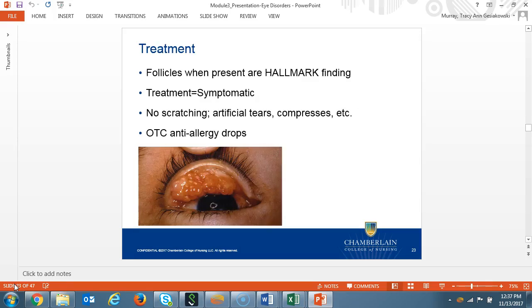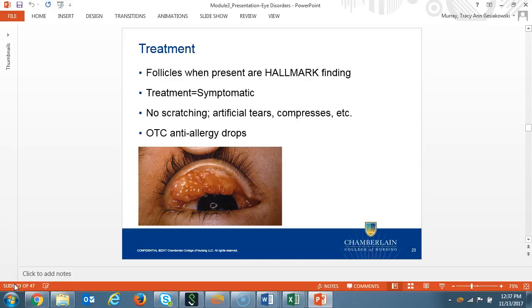There may also be uniquely identifying bumps on the conjunctiva, which are called follicles, and when present are a hallmark symptom of allergy. Treatment is symptomatic, but it's important to advise the patient not to scratch, as this can result in a corneal abrasion and induces more itching by inducing the inflammatory response.